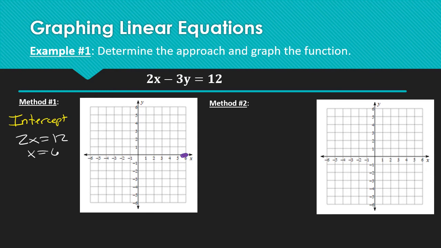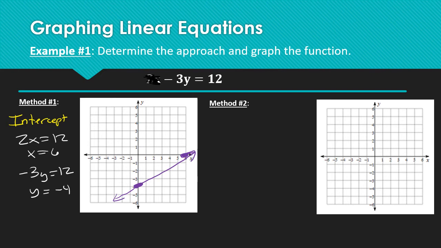Then I do the other. I crossed out the wrong one. Sorry about that. I'm going to cross out the 2x this time. Now I'm left with the equation negative 3y equals 12. If I divide each side by negative 3, I have y equals negative 4. So my y-intercept is going to be negative 4. At this point, I have 2 points, and I can graph my line.